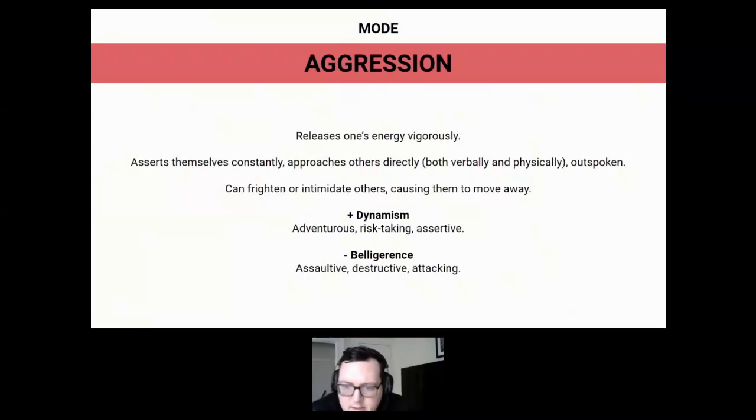And the positive pole is dynamism, where you're adventurous, risk-taking, and assertive. The negative pole is belligerence, where you're assaultive, destructive, and attacking. So that's aggression mode.